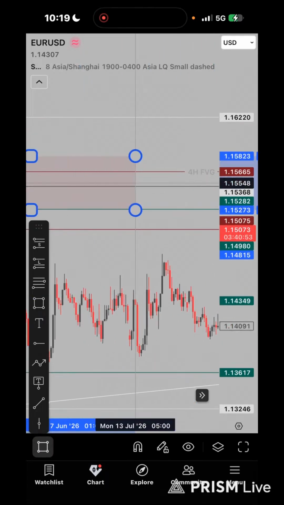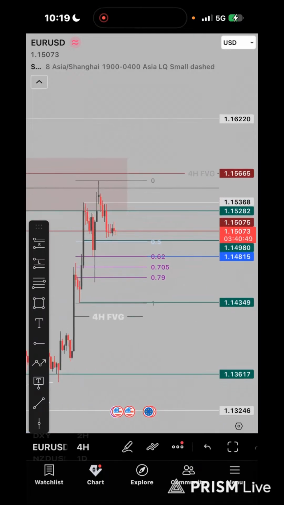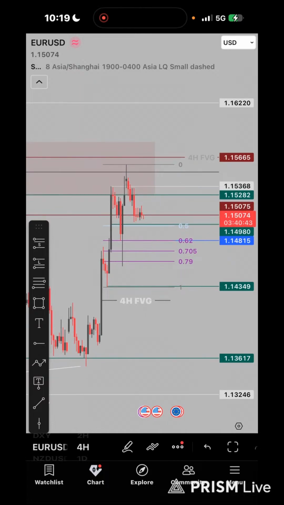And if we were to drag this across, you can see we came up to this fair value gap. So on the 4 hour time frame, we're actually still bullish despite us reaching the fair value gap and retracing a little bit, because structure is still intact. We can see that we're still creating these high highs and high lows.